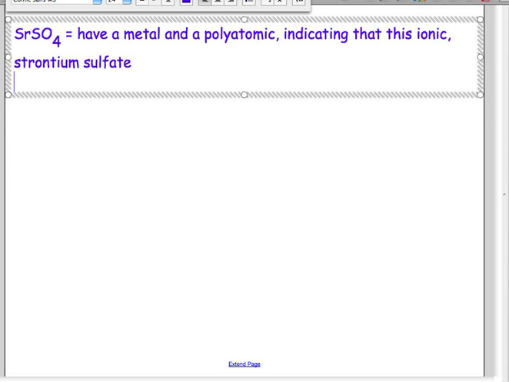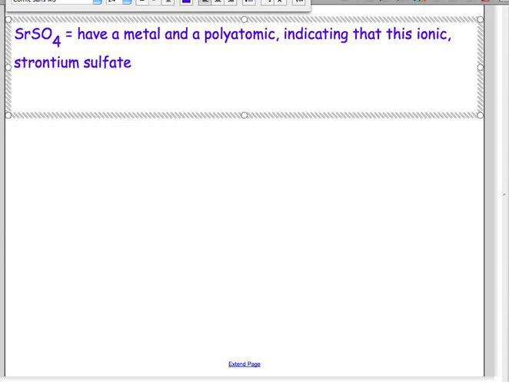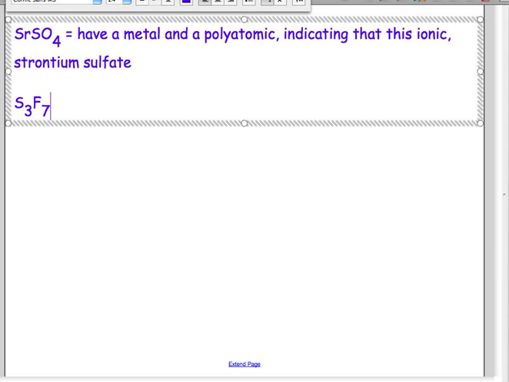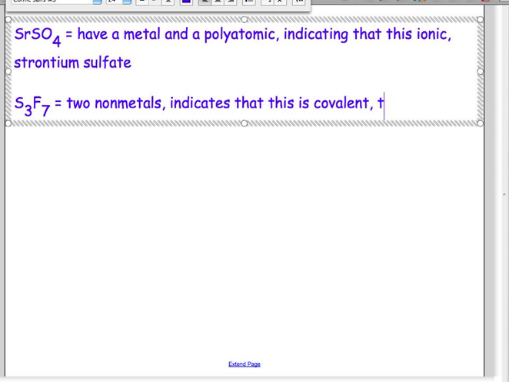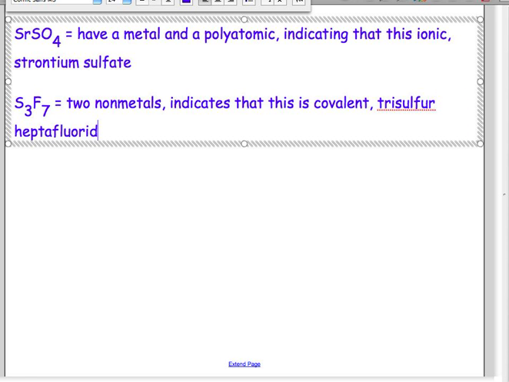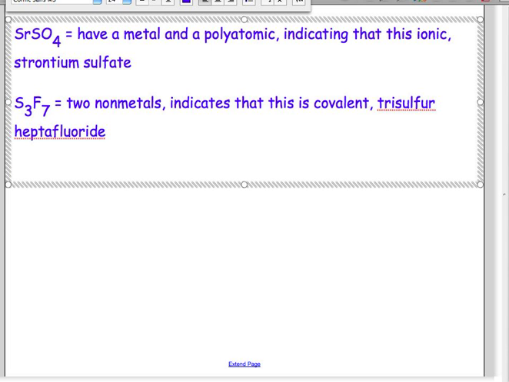So if we're looking at this one, we have 2 nonmetals, no polyatomics, no hydrates or anything, so that indicates that this is covalent. And if we write the name for this one, we would write trisulfur heptafluoride. And again, once you know what it is, it's not hard to do, but you have to know what it is first. And then again, if you do the flip side, if we give you 2 names, I'll just write out the 2 names quick.